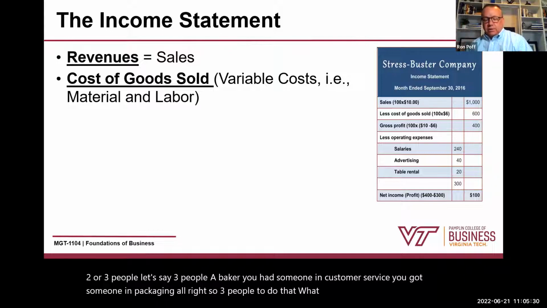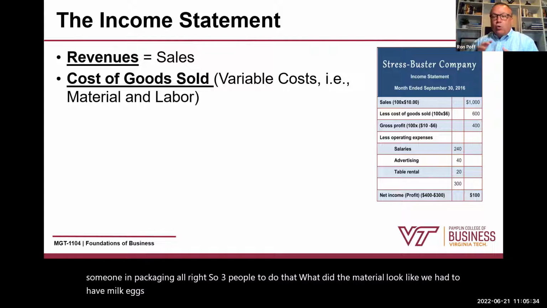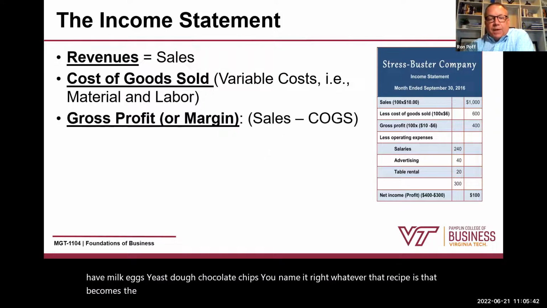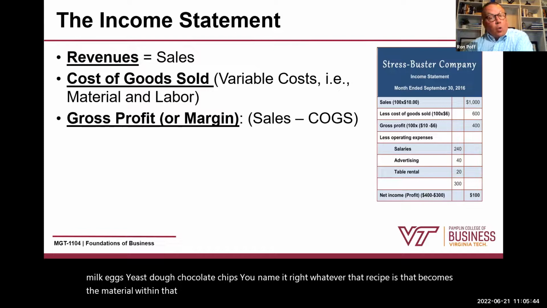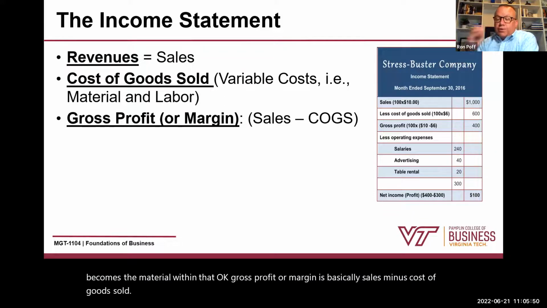What did the material look like? We had to have milk, eggs, yeast, dough, chocolate chips, you name it, right? Whatever that recipe is, that becomes the material within that, okay? Gross profit or margin is basically sales minus cost of goods sold. That's our gross profit.